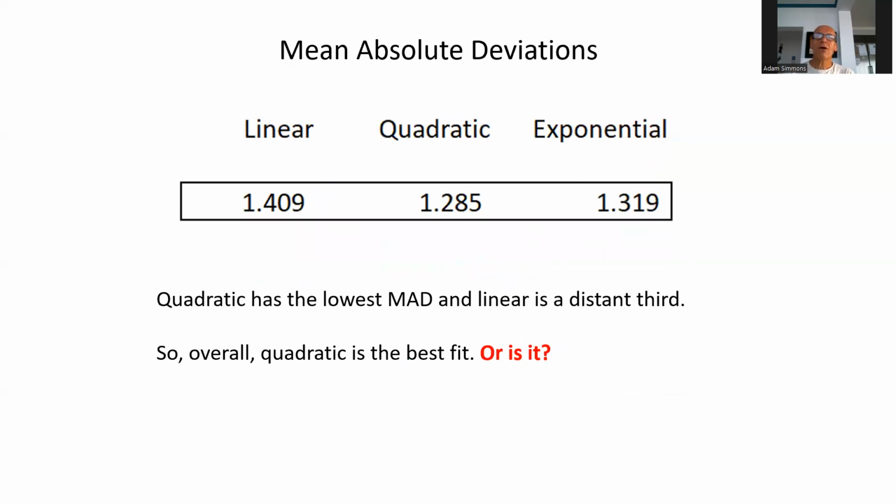Now, in the last podcast, I introduced this concept of mean absolute deviations. And if we actually look at how far the errors do deviate from our y variable, we can see that the quadratic comes out best, closely followed by the exponential, and the linear is the least good of the 3. So from this, we will conclude that the quadratic function is the best. Or is it? Yes, there's a rub coming.